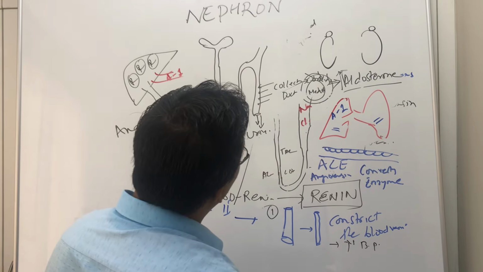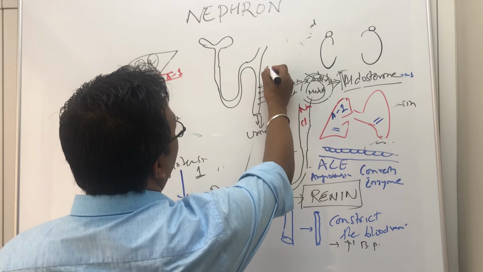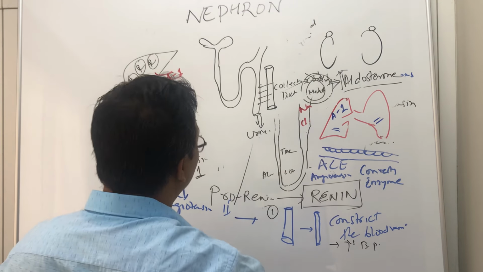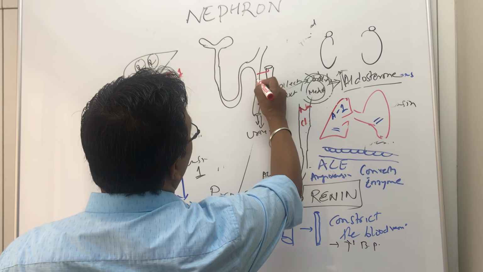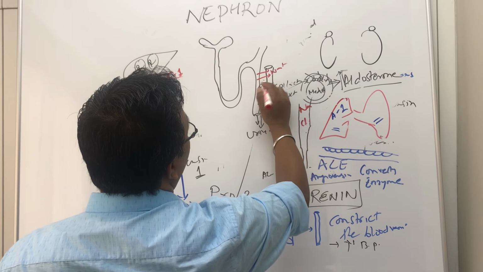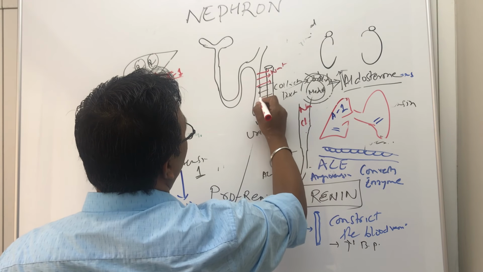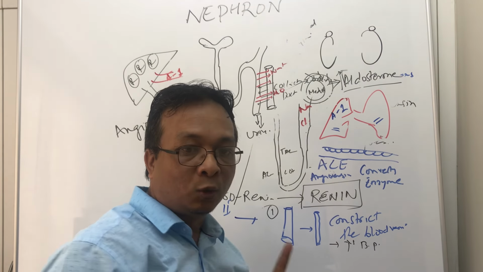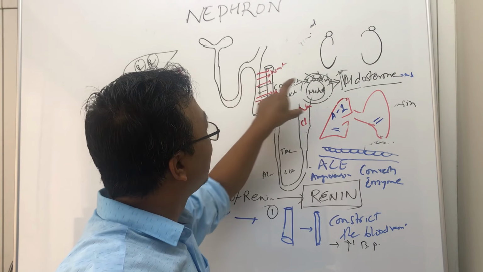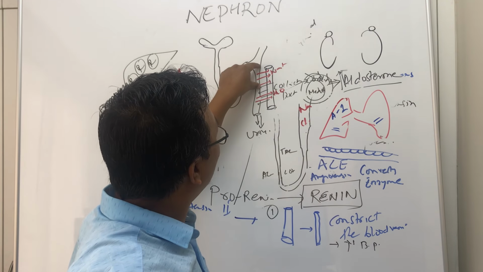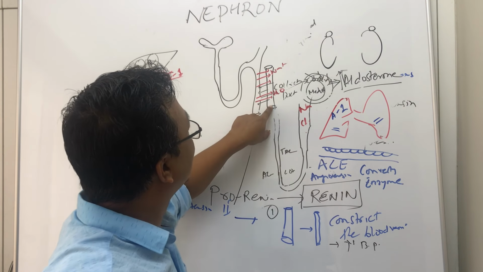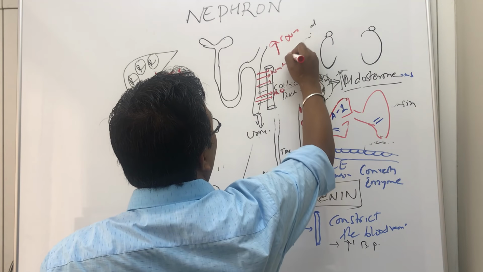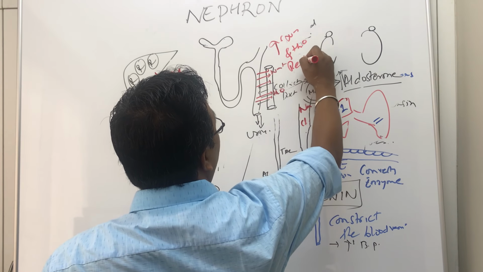Okay. So when they act on the collecting duct, let's say this is a blood vessel. As a result, plenty of sodium will be reabsorbed. And what else will be absorbed? Water will be absorbed. Sodium and water will be absorbed. Why? Because aldosterone can increase sodium and water absorption into the blood vessel from the collecting duct. So what is happening? Increased sodium and water reabsorption.